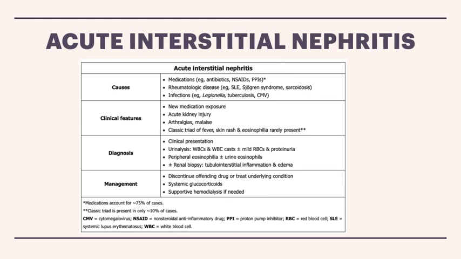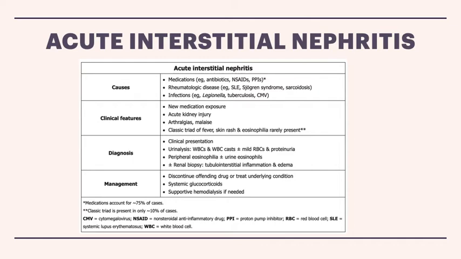Let's talk about acute interstitial nephritis. Acute interstitial nephritis is essentially an inflammation affecting the interstitium of the kidney. There are many causes. The most common cause is your medications, particularly aspirin, NSAIDs, antibiotics, and PPIs like omeprazole.